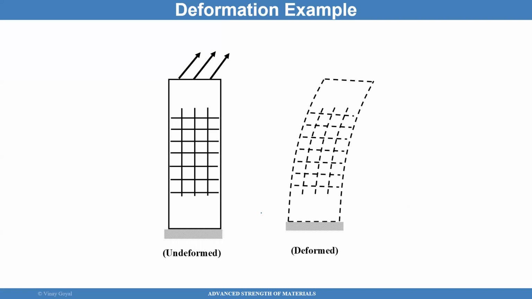Here you can see the undeformed material on the left. When I apply a load on the top, the material deforms as you see here on the right, as an example. So this body will stretch, and then it's also going to have shear or distortion.